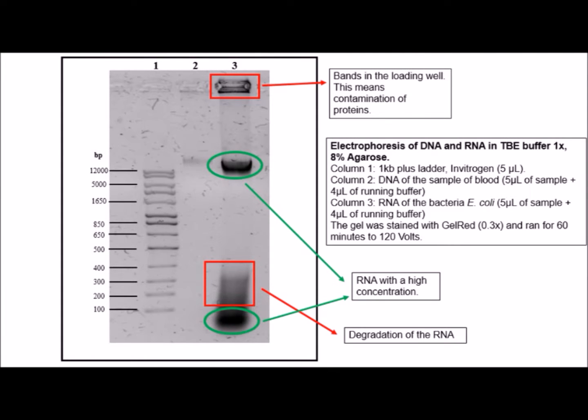For the RNA, the bands can be seen with a greater intensity, and this is because of its higher concentration. However, it can be seen that the bands are degraded, and it even has a band in the loading well, so this means that it has protein contamination.